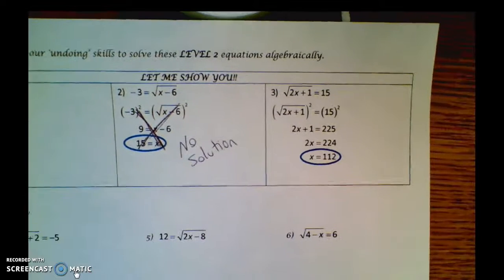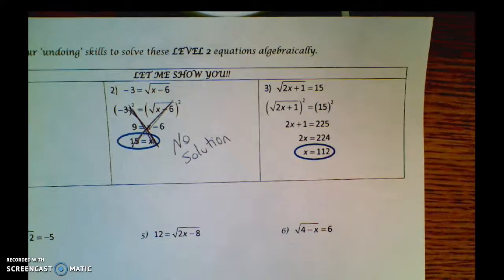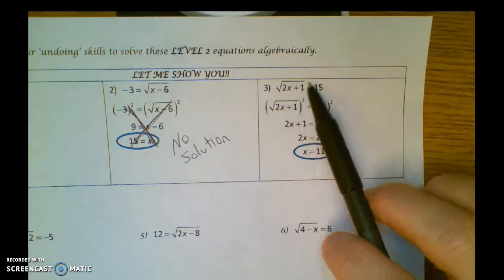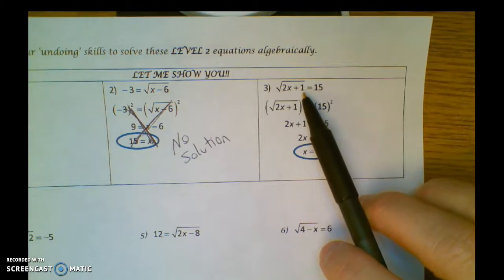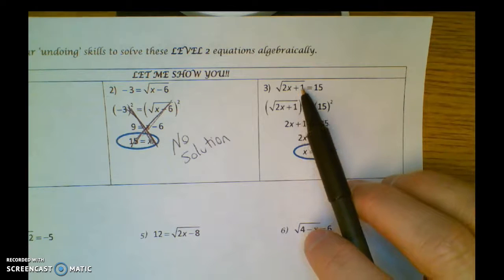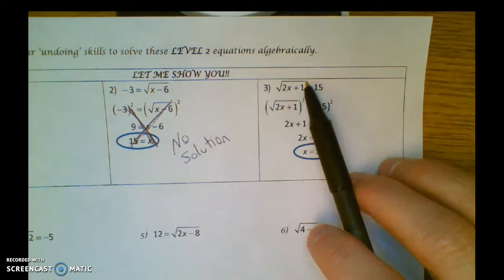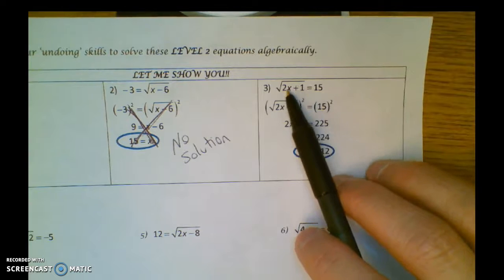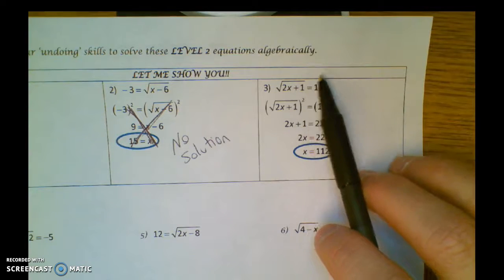Okay, and then the last one, same idea as number 1. You're going to undo what's happening to the x, but this one is going to have a little bit more steps. So the first thing, we have to get rid of the radical first before we can do anything, since everything is underneath the radical. All these things are underneath the radical, so I can square root both sides.